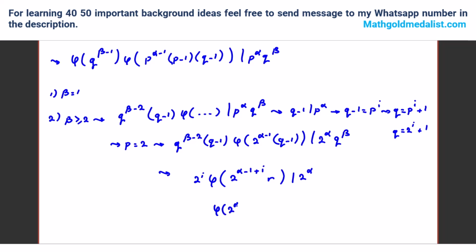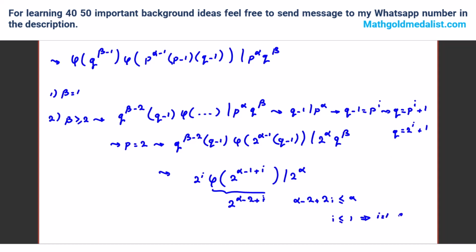Right. So 2 to the... Oh, and where does r? q minus 1. No, sorry. We don't have any r, right? So we know this part is 2 to the alpha minus 1 minus 2 plus i, right? So we know alpha minus 2 plus 2i is less than or equal to alpha, right? So i is at most 1, right? So i should be positive, so i is 1. So q is 3, right?